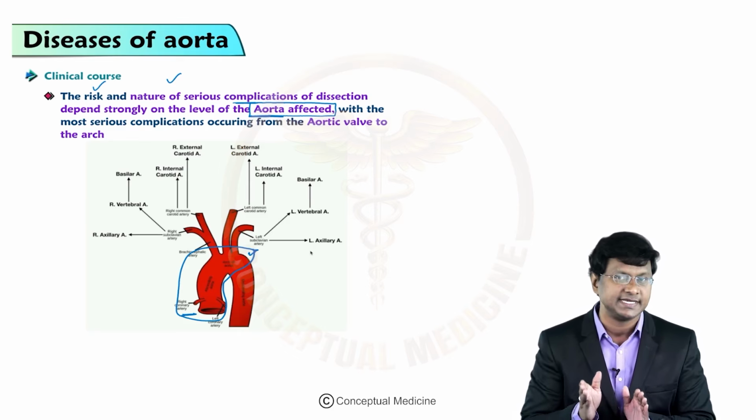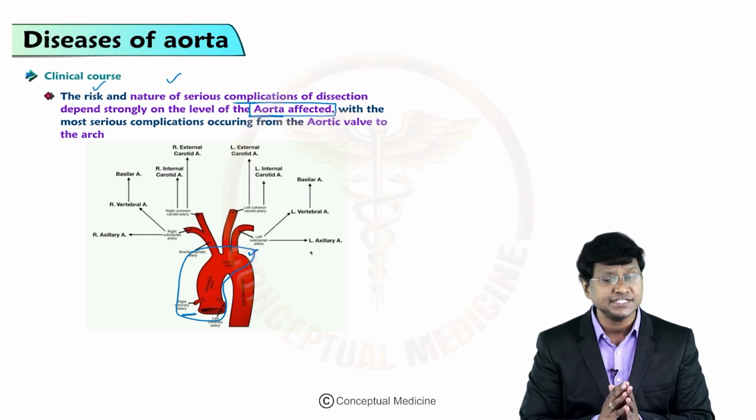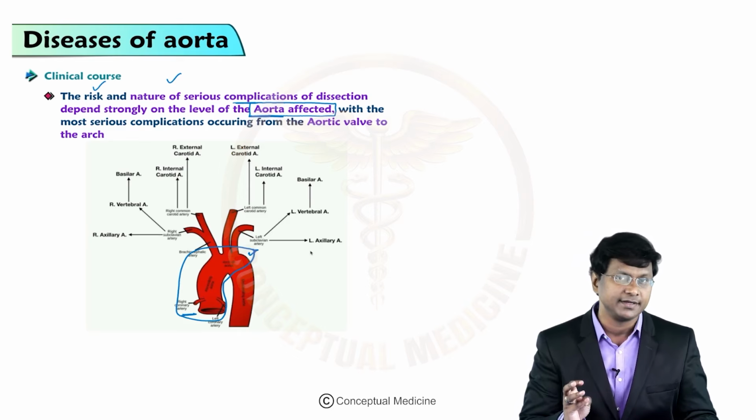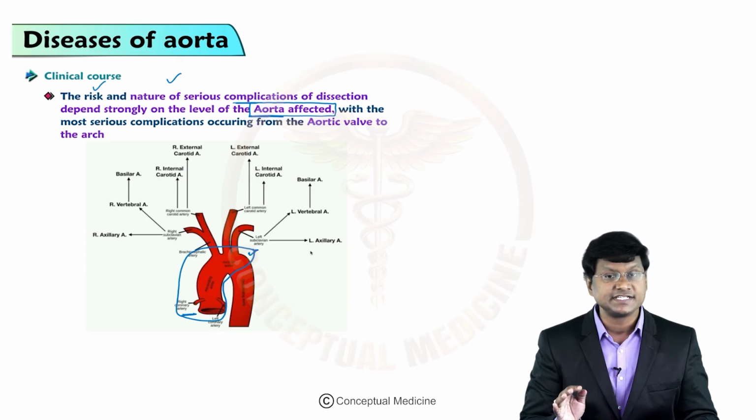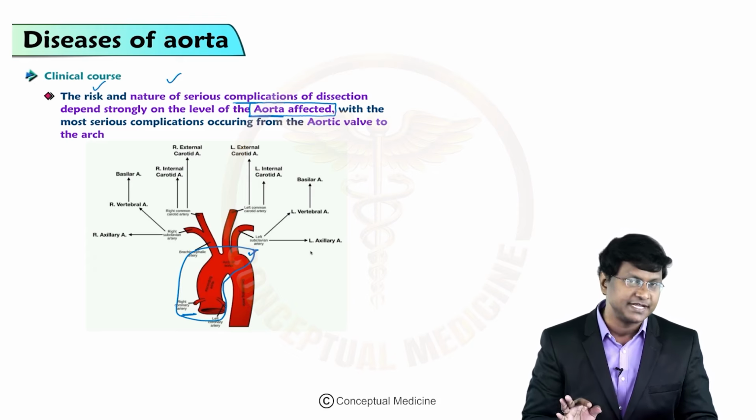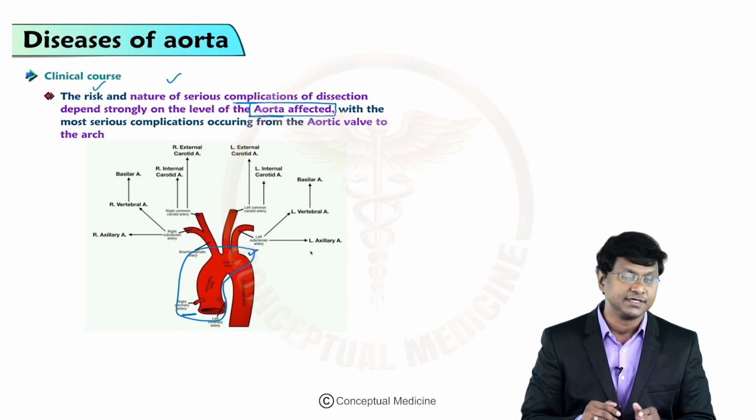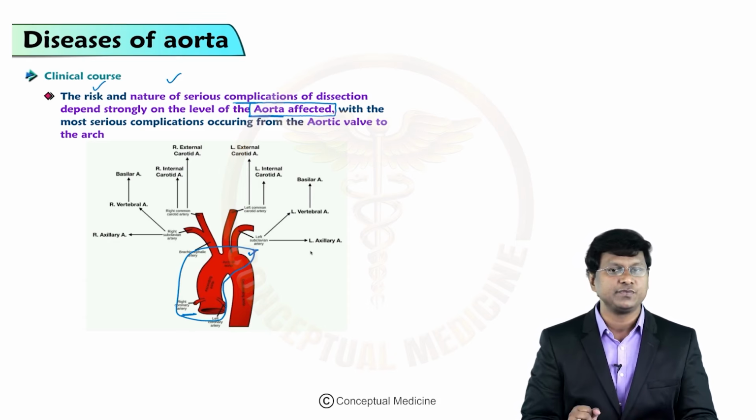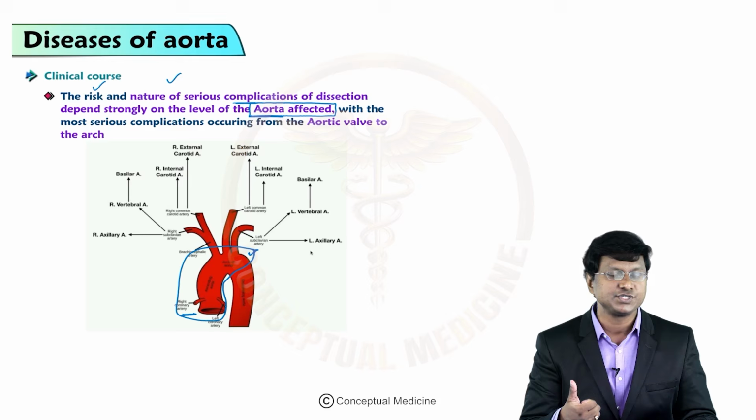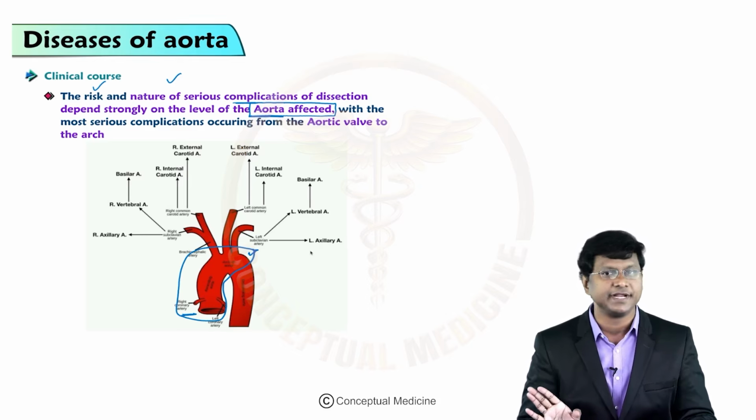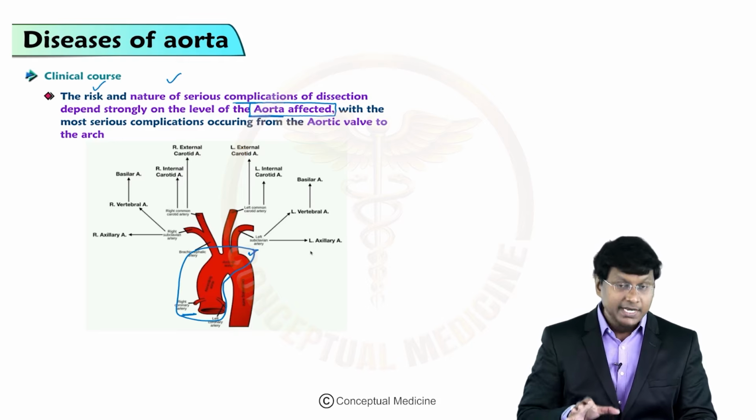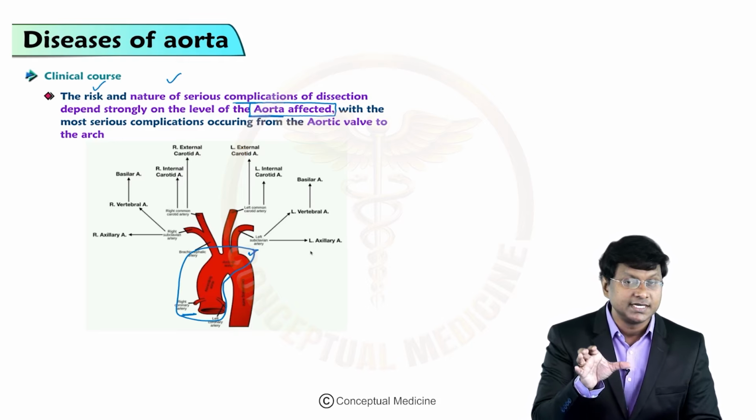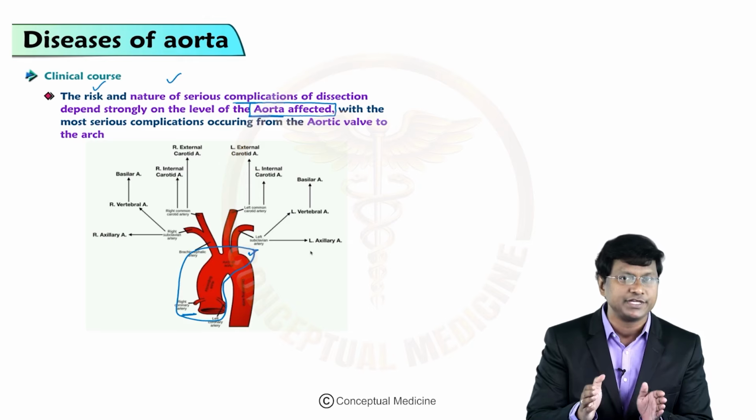And take the arch of the aorta. If the dissection occurs at the arch, it can progress into the carotid artery, the subclavian artery, and the right brachiocephalic trunk. Accordingly, the individual will have manifestations within the upper limbs, or within the brain.